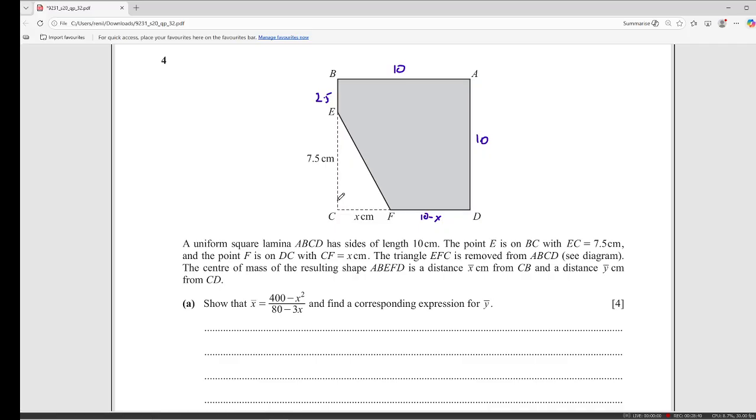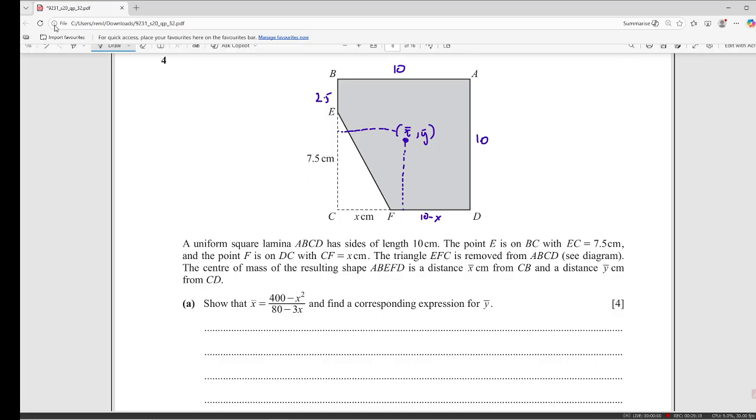Triangle is removed from ABCD. The center of mass is a distance x mean from CB and y mean from CD. Okay, basically we're trying to find the exact center of mass. Let's call this the center of mass, and its coordinates are x mean, comma y mean. Okay, now x mean is basically the horizontal distance from the vertical axis, and y mean is basically the vertical distance from the horizontal axis. So if you want to show x mean equals this, how would we do it?